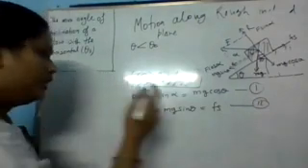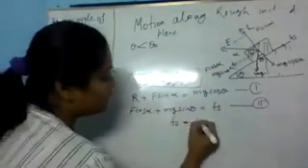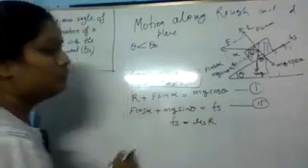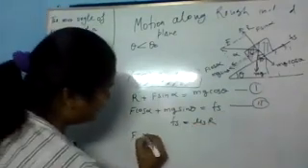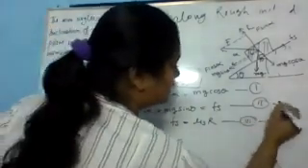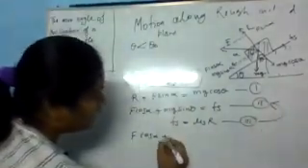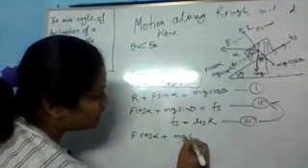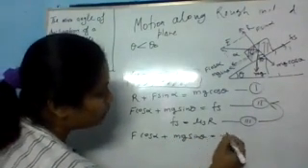Now you know the relation Fs equals mu s R. You can put mu s R here. Then put F cos alpha. इसको थर्ड इक्वेशन बना लो, इसको सेकेंड में पुट करना है. ठीक है? F cos alpha plus mg sin theta equals mu s R.